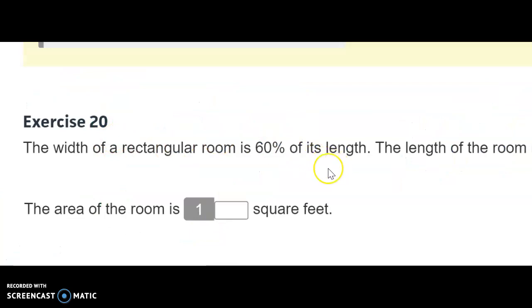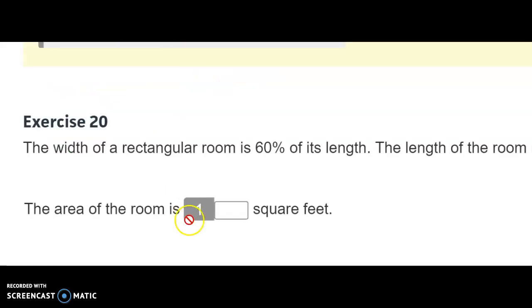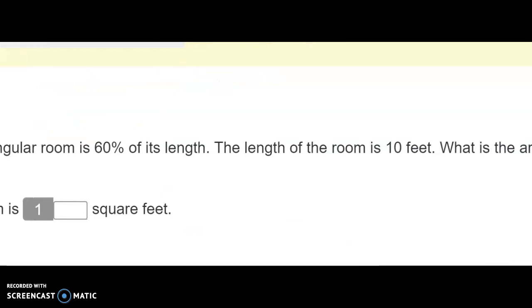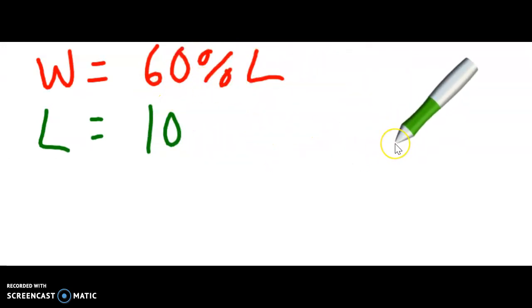The width of a rectangular room is 60% of its length. So width equals 60% of length. So width equals 60% times L. Now we need to find out what is the L. The length of the room is 10. L is 10.